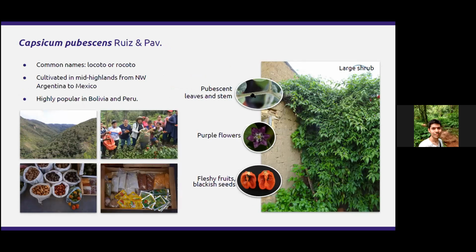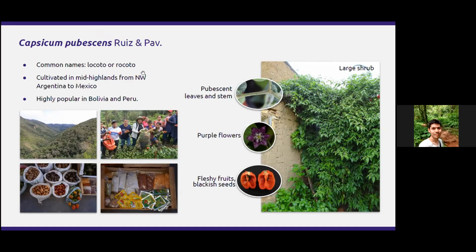Well, Capsicum pubescens was described by Ruiz and Pavón at the end of the 18th century from plants located in Peru, and then the species was studied by different researchers, for example, Eshbaugh, Heiser and Smith, Rick, since around the middle of the 20th century. About its common name, the species is commonly named locoto or rocoto, locoto mainly in Bolivia and rocoto in Peru. This species is highly popular in Bolivia and Peru.